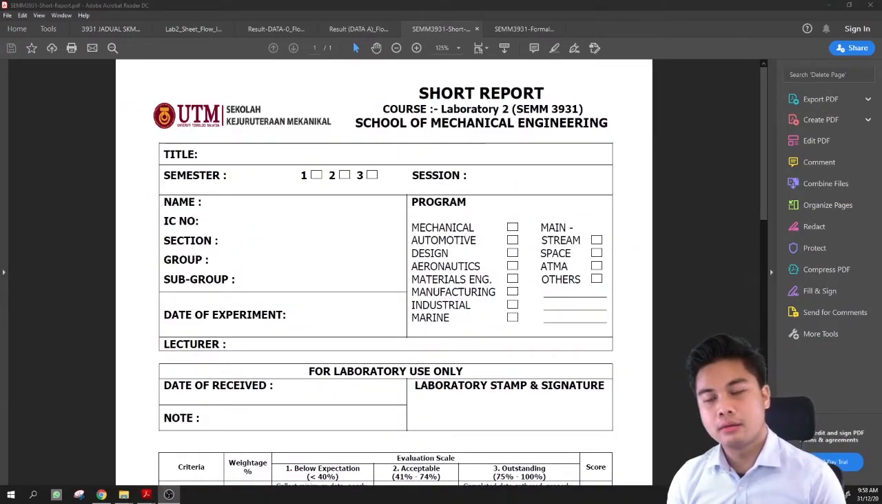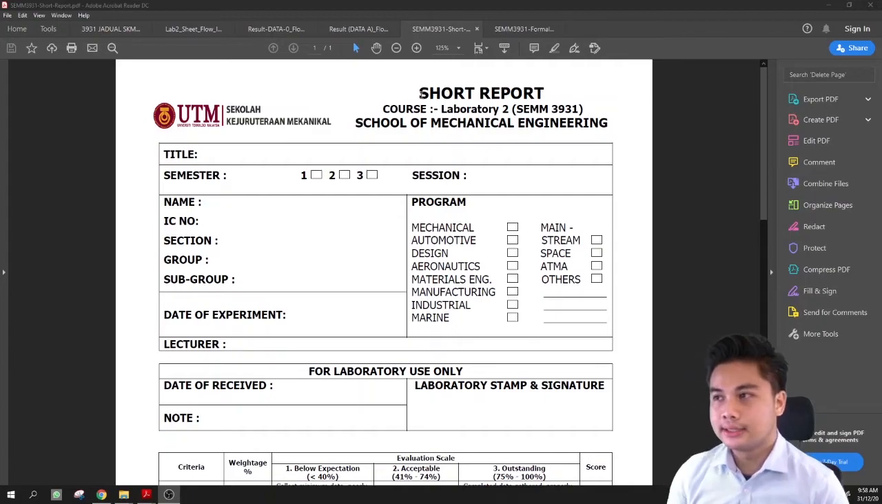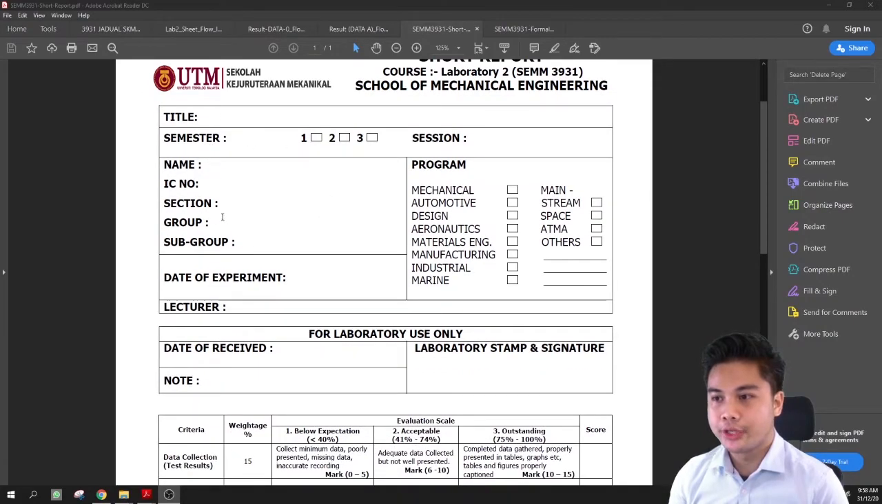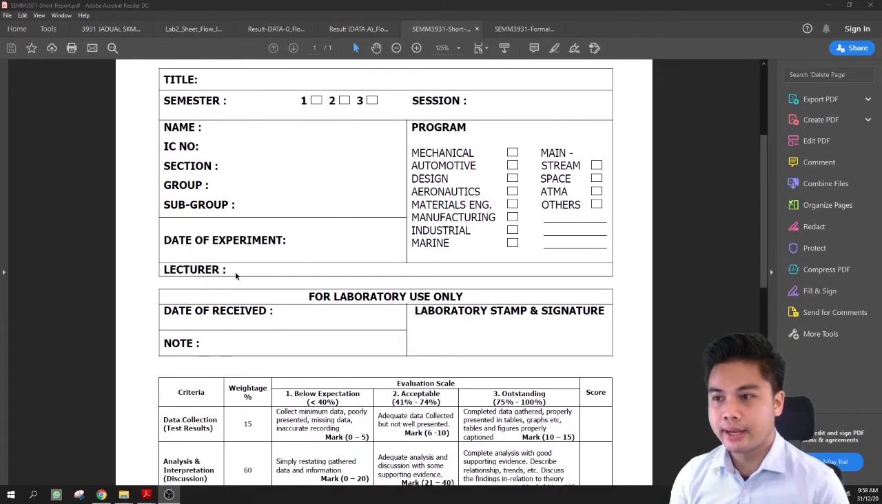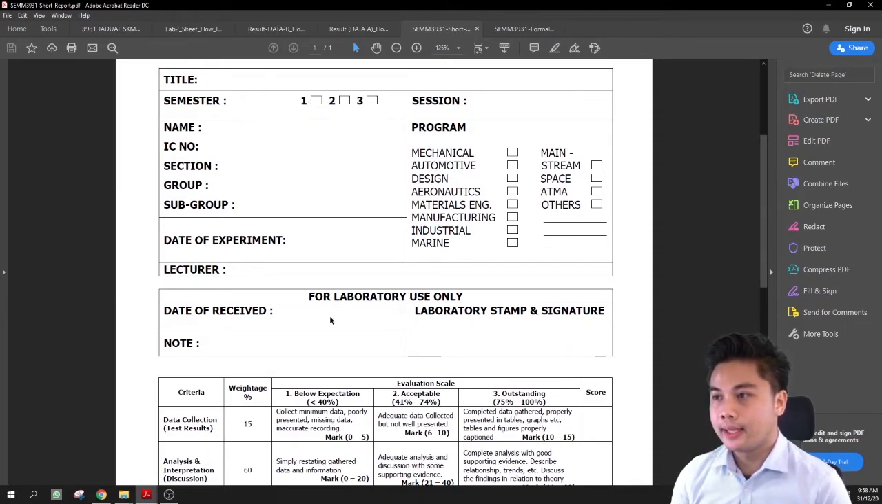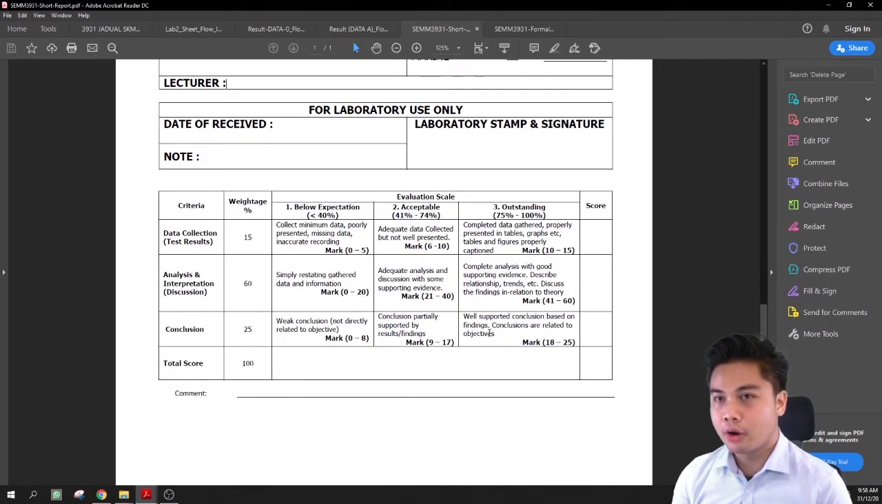For the lab report submission, please compile this together: the cover note for the lab sheets. This is for the short report. Please fill out your details: title, your name, the date of experiment, and myself, Dr. Muhammad Nur Hidayat. This part, just leave it blank. Before doing a report, you need to understand the rubric. This is how you will be scored on your lab sheet report.